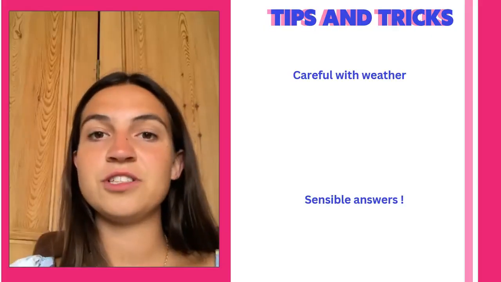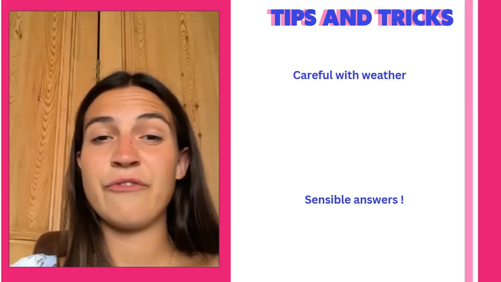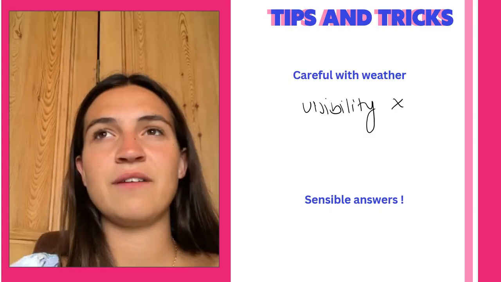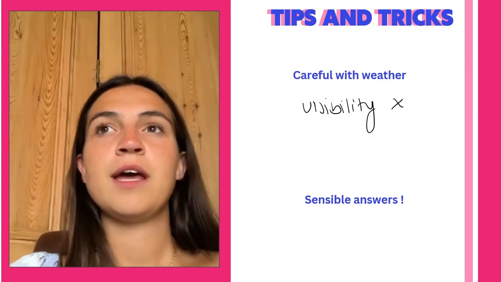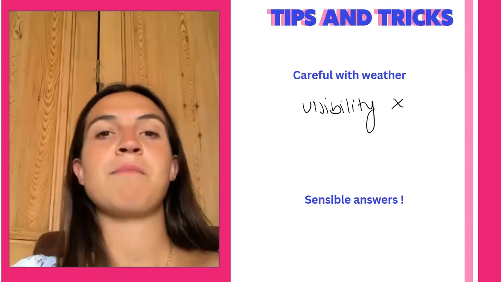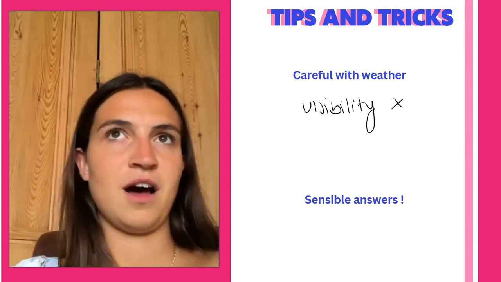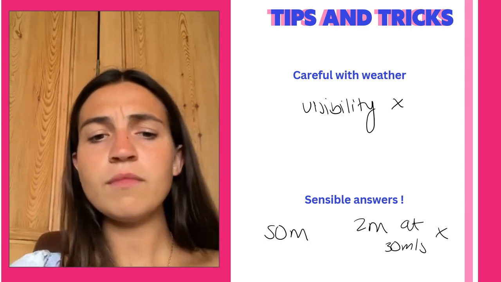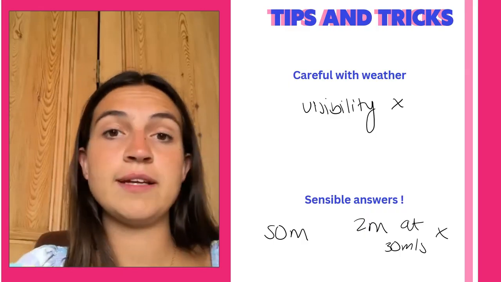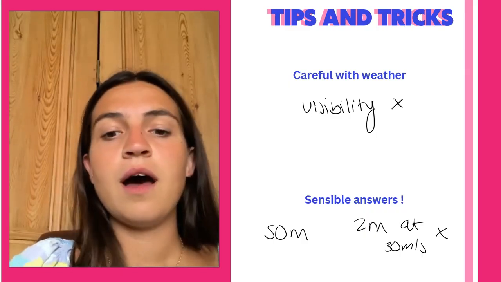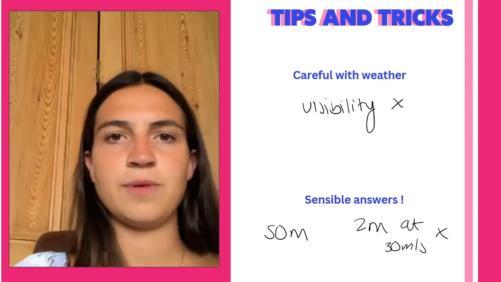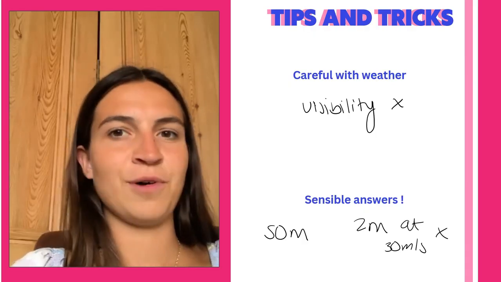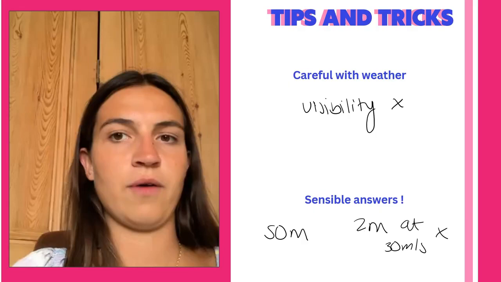Okay, tips and tricks for these questions. First one is, be careful with weather. I wouldn't avoid writing any kind of thing alluding to visibility being the problem, but keep to things that are reducing the amount of friction between the car and the surface. So that's ice or snow or rain. And then check for sensible answers. If your braking distance is roughly 50 meters, that seems quite sensible. If you come up with a braking distance of 2 meters, when your car is traveling at 30 meters per second, that's not sensible, and you may have made a mistake somewhere in your calculation.